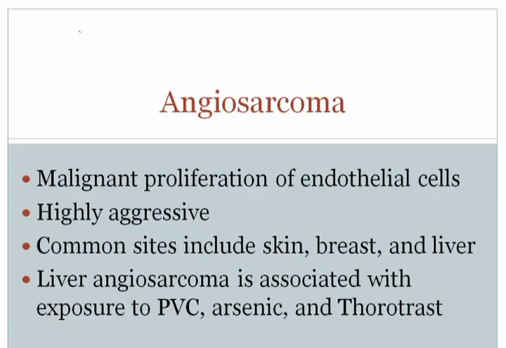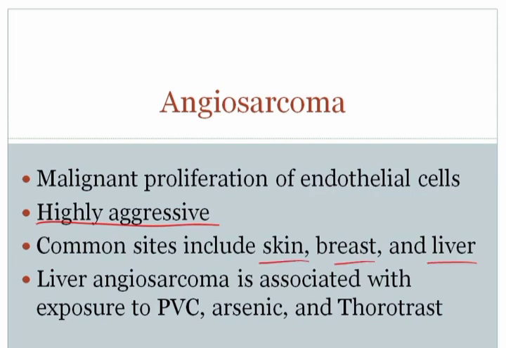Now, the next tumor is Angiosarcoma. Angio refers to blood vessel, and sarcoma would imply that it's a malignant mesenchymal tumor. So this is a malignant proliferation of endothelial cells. Remember that the endothelial cells are the cells that line the blood vessel. Highly aggressive, can occur in multiple sites, such as the skin, the breast, and the liver.